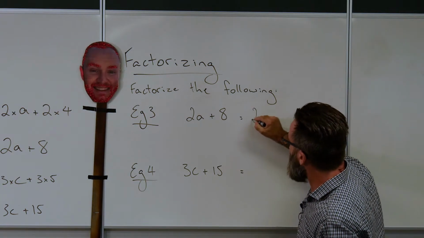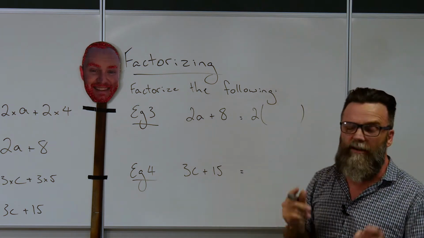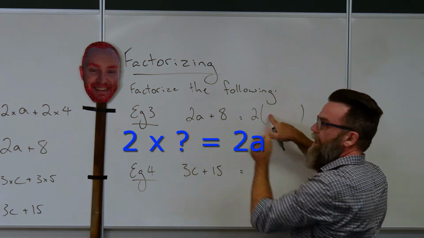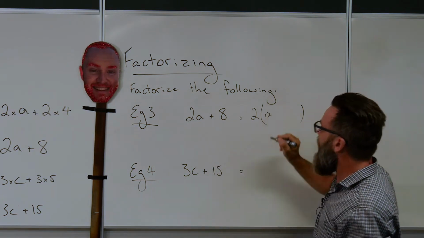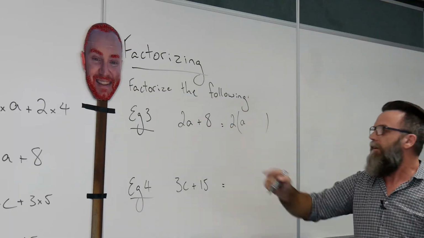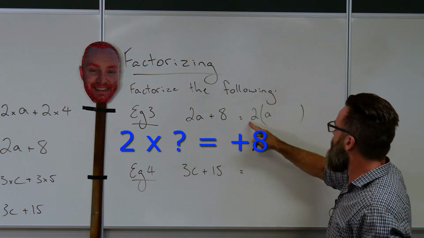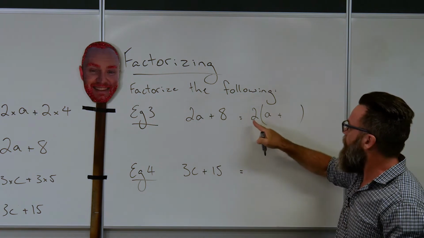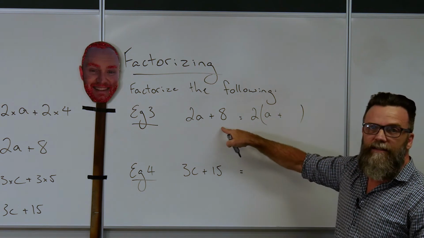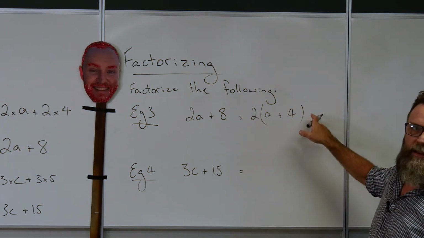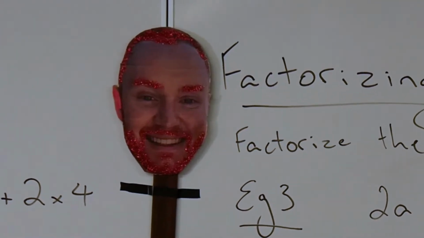So what I'm going to do is I'm going to write a 2 and then I'm going to do some brackets. And I'm going to think to myself, 2 times by what gives me 2A? Now I remember from before, 2 times an A gives me 2A. Love it. Then I want to know 2 times what term gives me plus 8. Well, the fact that it's a positive and a positive, I know it must be positive. So I want to know 2 times what number gives me 8. 2 times 4 does. So I slip a little 4 in there, and ladies and gents, you've just factorised. And look at him, happy as, happy as.